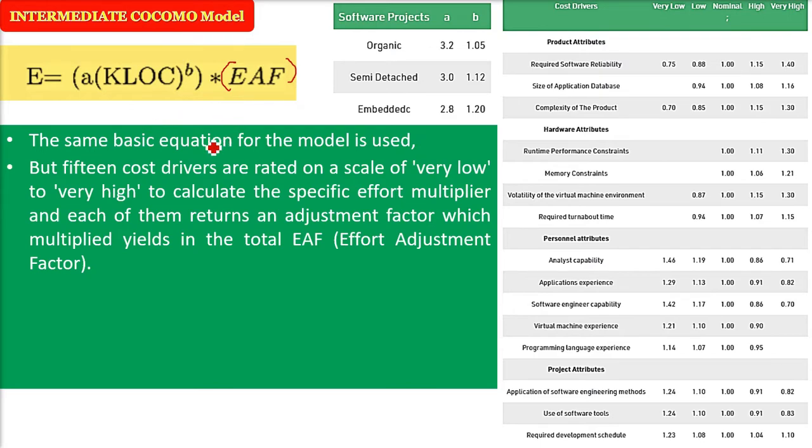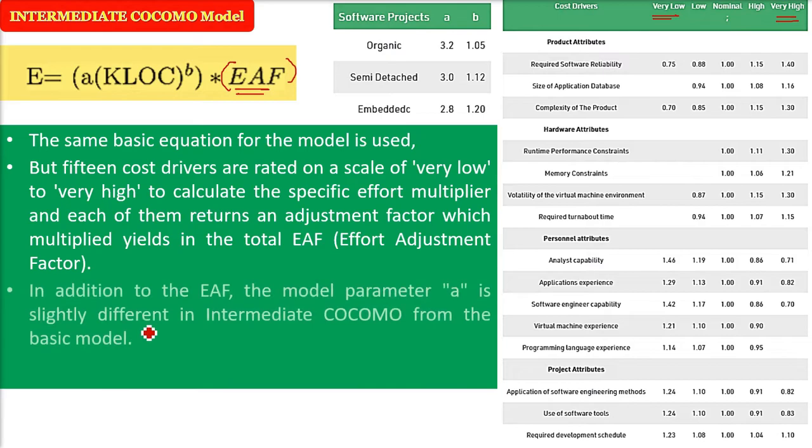But 15 cost drivers are rated on a scale of very low to very high. See, these are 15 parameters, from very low to very high, used to calculate the specific effort multiplier. Each of them returns an adjustment factor, which when multiplied will yield the total effort adjustment factor. For example, you say that my software requires a lot of reliability, strong reliability.